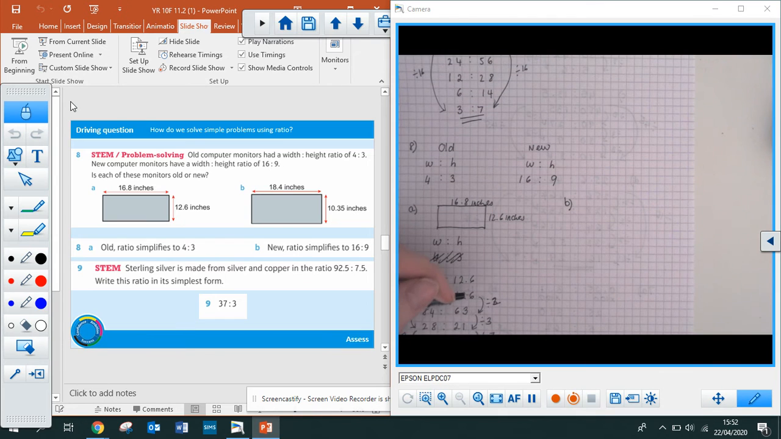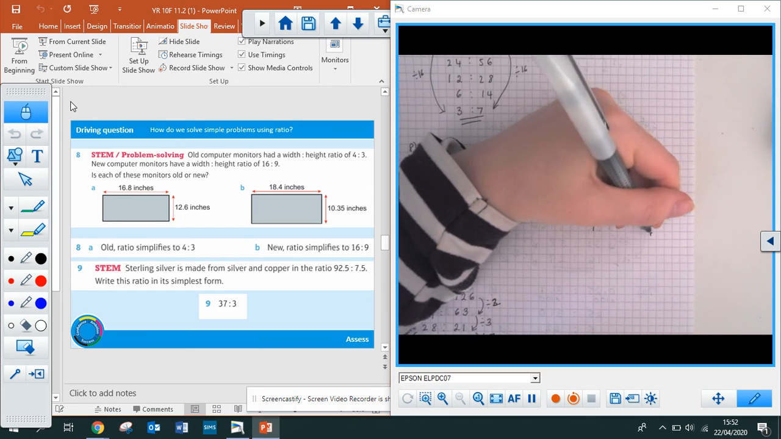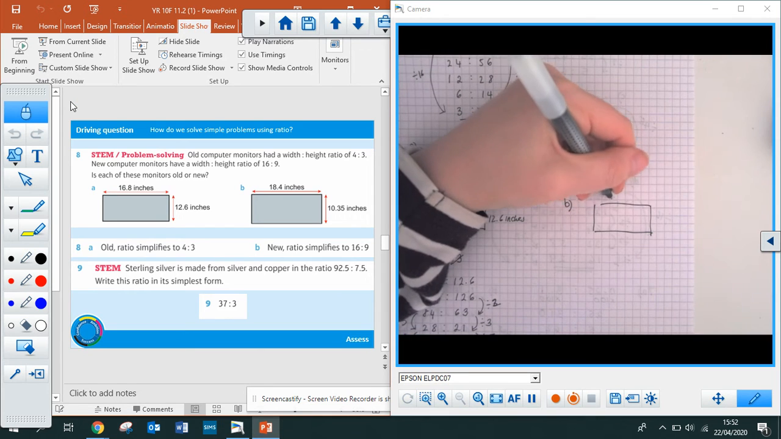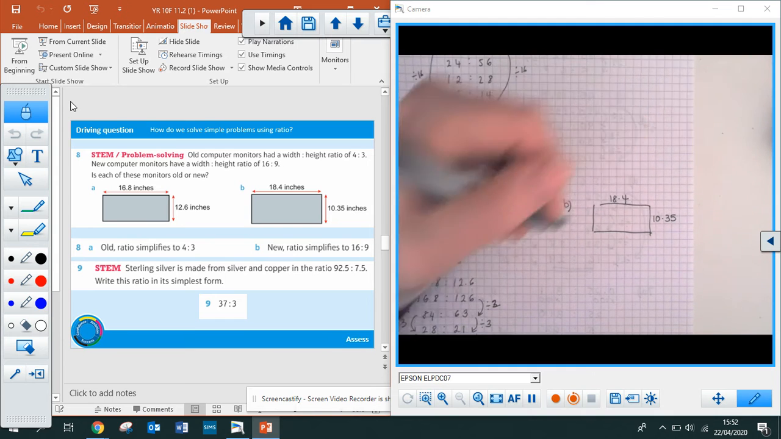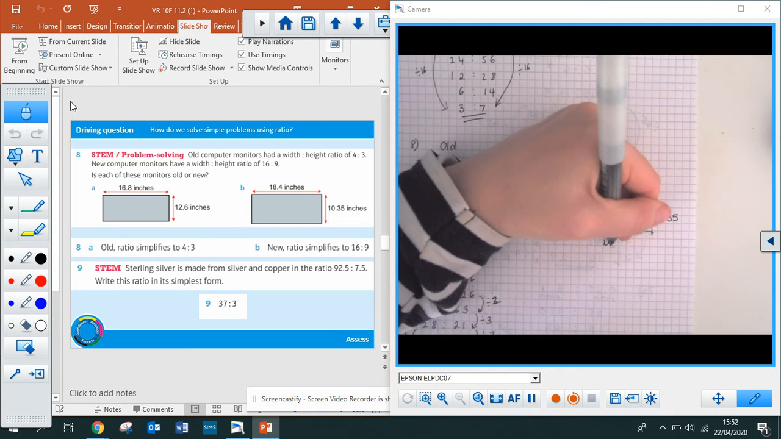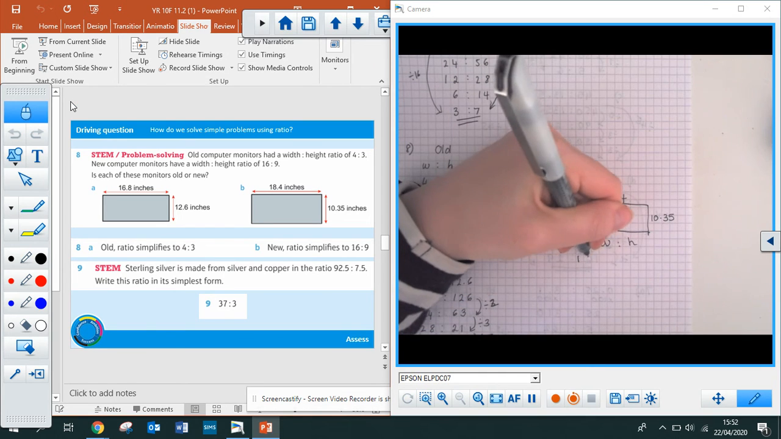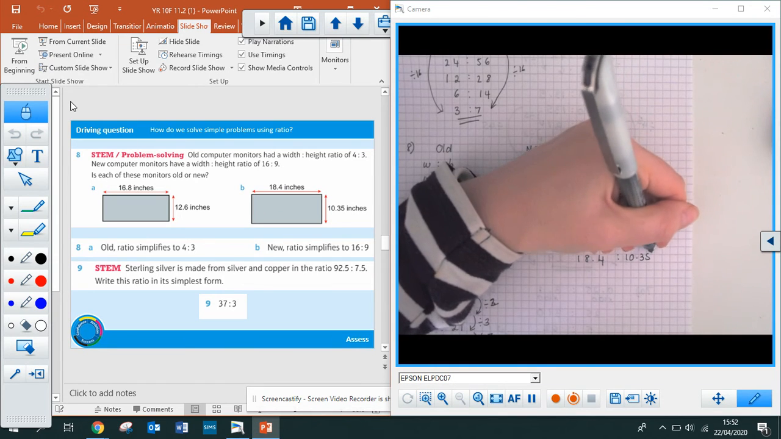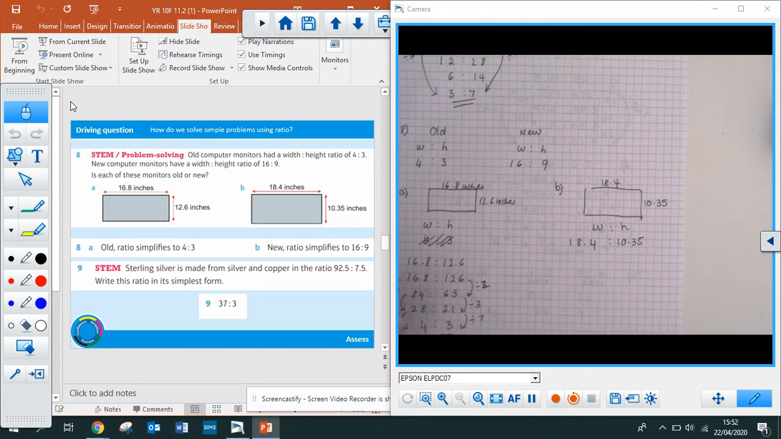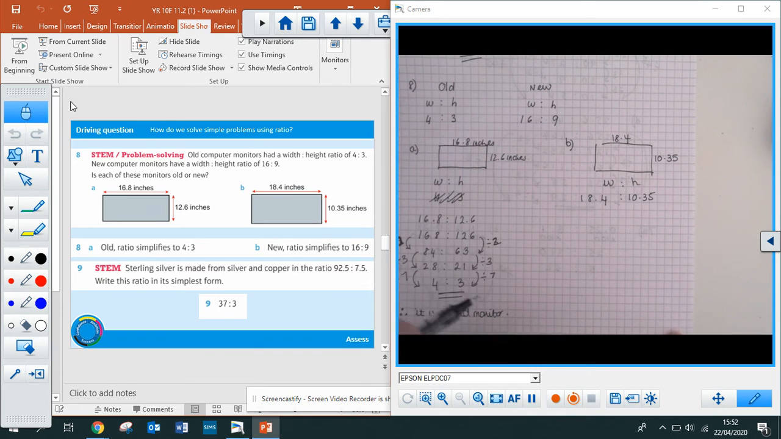With part B, they've given us a computer screen. It's 18.4 by 10.35. Okay, so we're doing width to height. What we've got from our computer screen is 18.4, that's its width, to its height here of 10.35. So what we're going to do is get rid of the decimals first, then simplify, and see which ratio it comes back to.